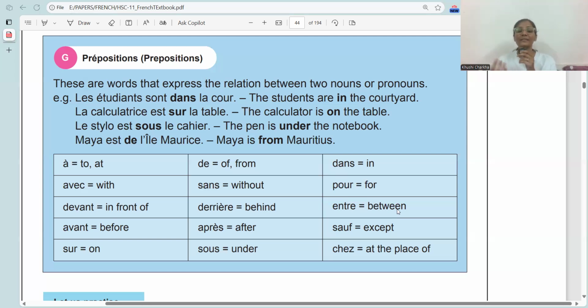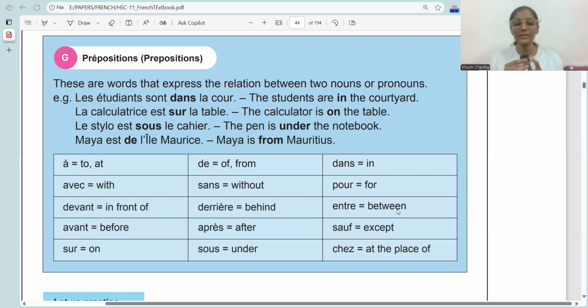Okay, we'll repeat this column once again. De means of or from. Sans means without. Derrière means behind. Après means after. Sous means under.